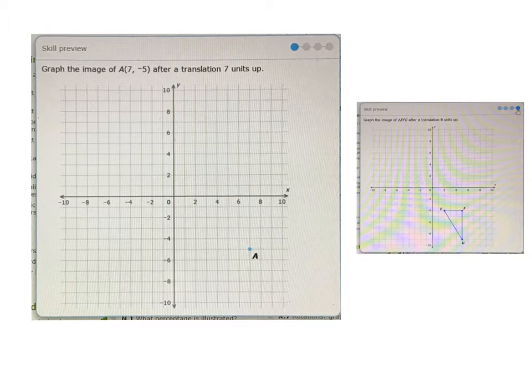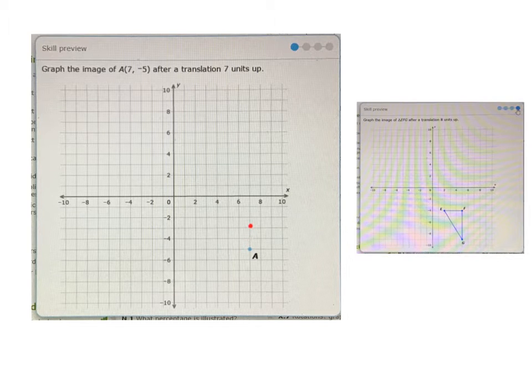In this video, we're going to look at more examples of translations. So this first example says, graph the image of A at 7 and -5, which is done for you. Graph the image of A, 7, -5, after translation of 7 units up. So we simply have to take our spot and move it 7 units up.